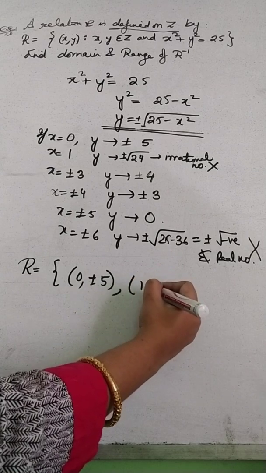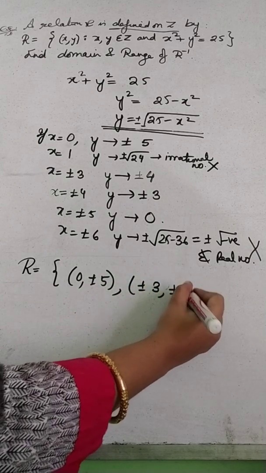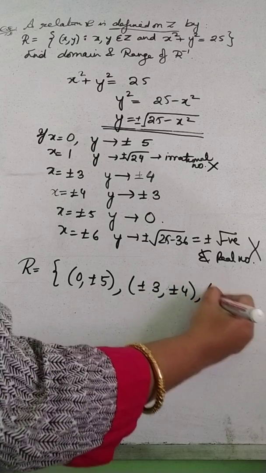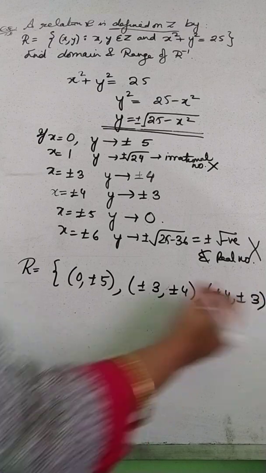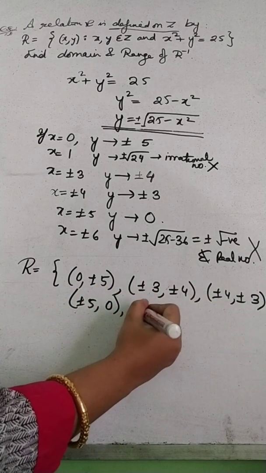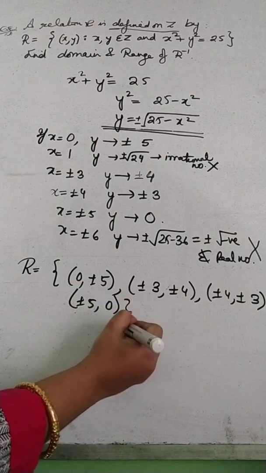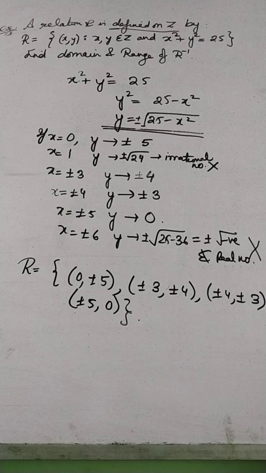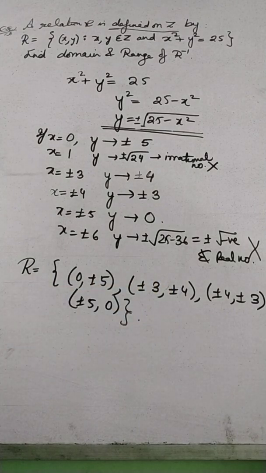When it is 1, oh, we don't have 1, sorry. When it is plus minus 3, it's going to be plus minus 4. When it is plus minus 4, it's going to be plus minus 3. When it is plus minus 5, it's going to be 0. Plus minus 6, sorry, we don't have. So this is where we stop. In fact, if you list it more explicitly, there will be 4 of them coming out from here. I hope you are aware of it.